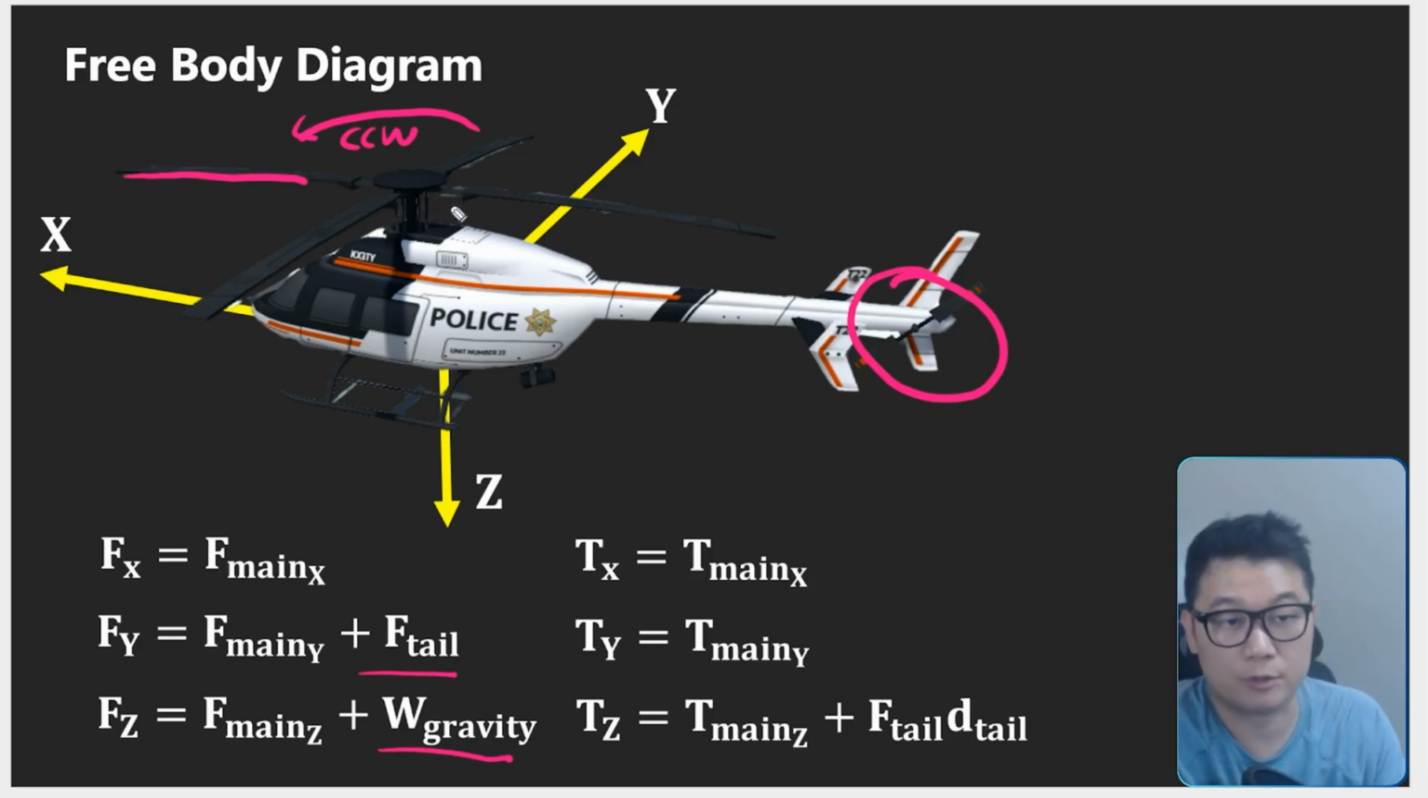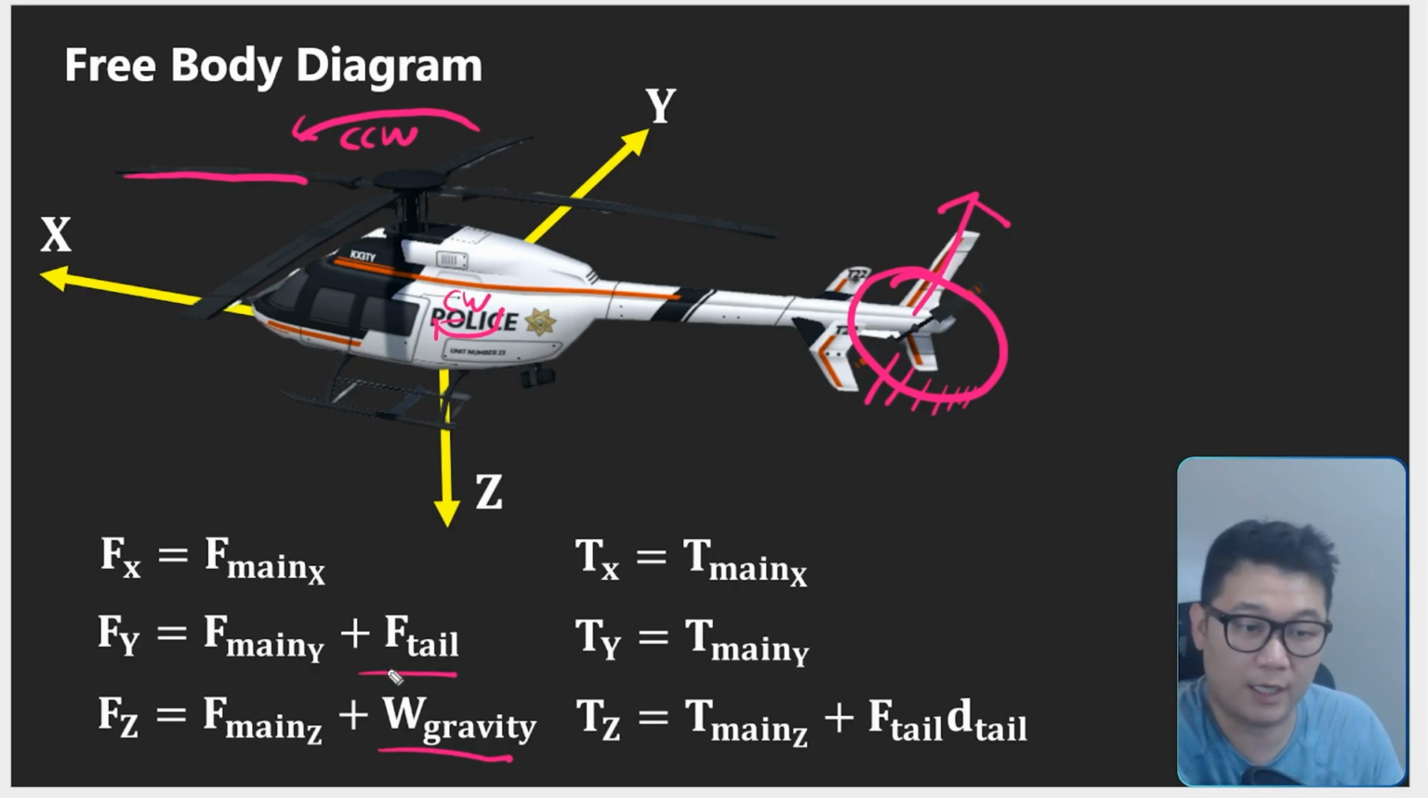As this main rotor rotates counterclockwise, due to the reaction torque, the main body of the helicopter will rotate in the clockwise direction. We need to compensate for this clockwise torque, so we want to generate a force in that direction by blowing the air like this. Then we can compensate for this reaction torque, and that's why we have a tail rotor.